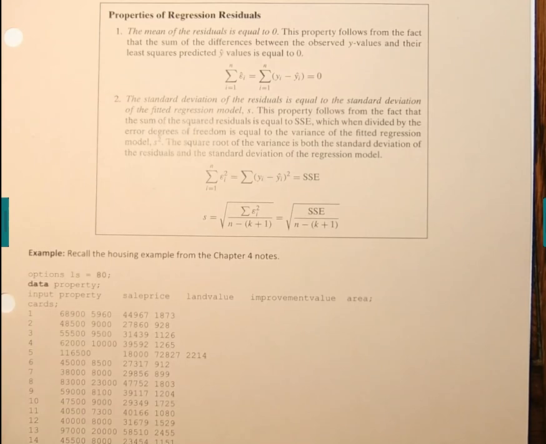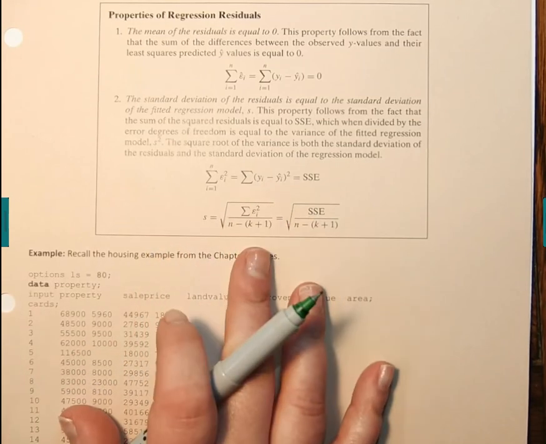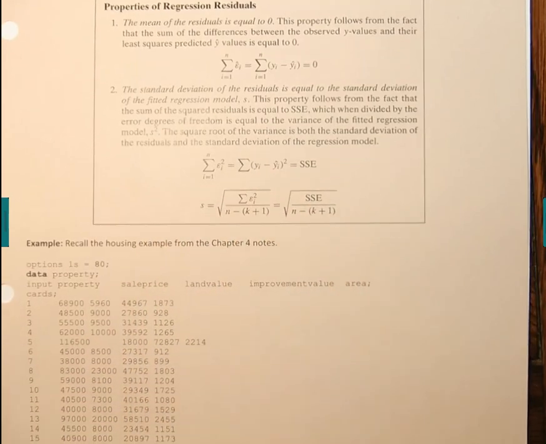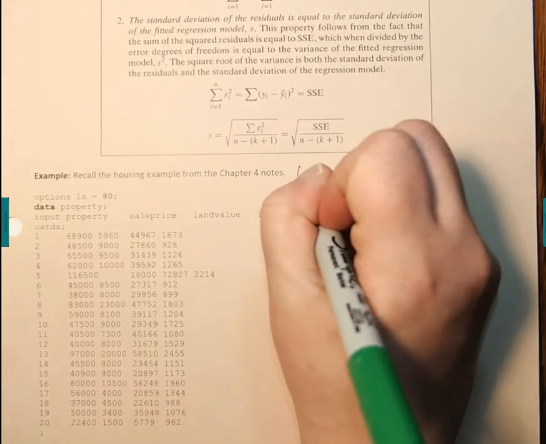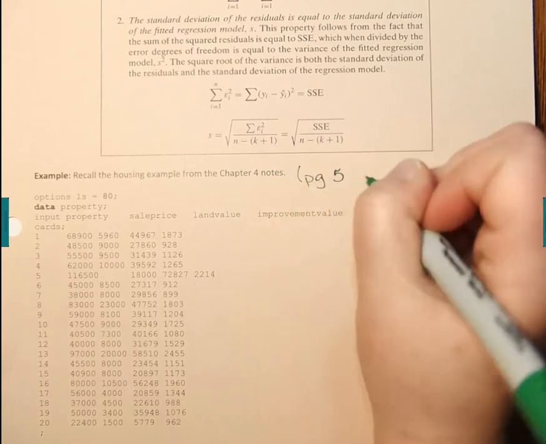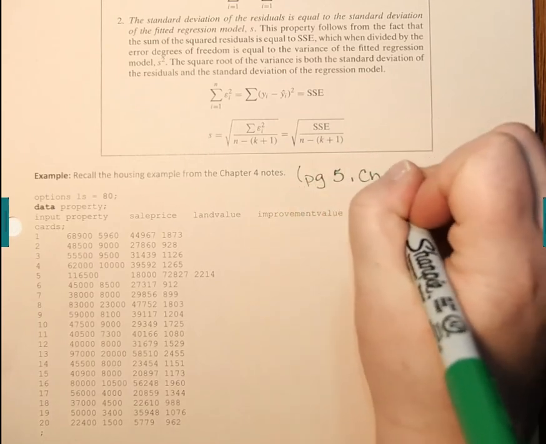This property follows from the fact that the sum of the squared residuals is equal to the SSE. Again, we've talked about this before. When we divide that by the degrees of freedom, it's equal to the variance of the fitted regression model, s squared. The square root of the variance is both the standard deviation of the residuals and the standard deviation of the regression model, and you've got your formulas here. Recall that we had this housing example from the chapter 4 notes. Just as a reminder, that example is on page 5 of the chapter 4 notes.